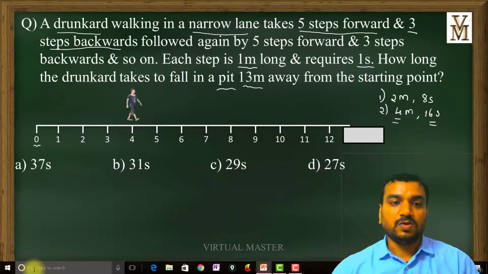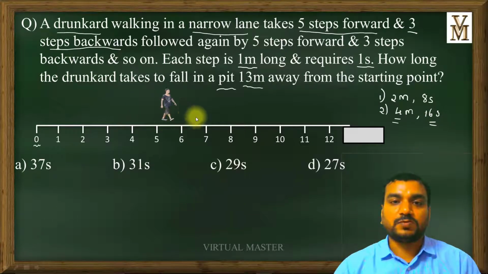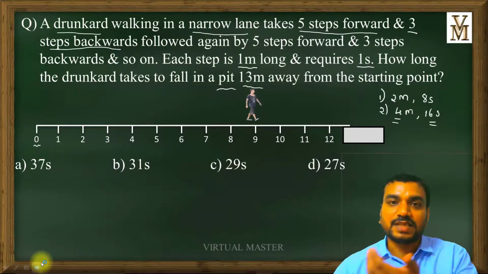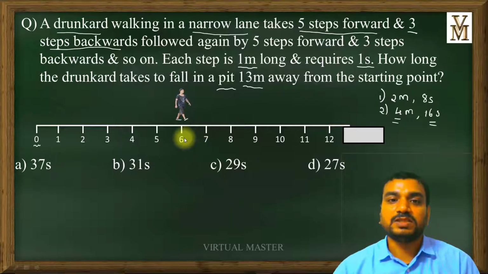Okay, now again he takes 5 steps forward. That means he will reach 9th position. After reaching the 9th position, again he is going to take 3 steps backward. That means now he is going to reach 6 meters or 6th position.